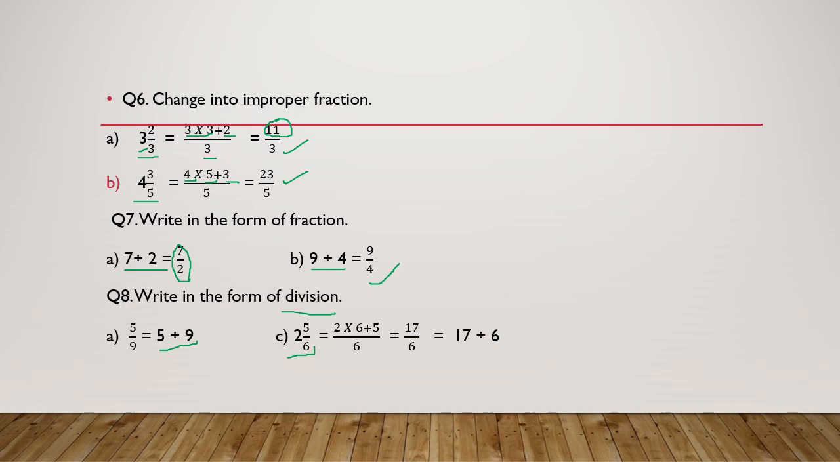To change into improper fraction, what we have to do? We have to multiply the integral part 2 by denominator 6 and then we add our numerator. So after solving this, 2 multiplied by 6, that is 12, plus 5, we get 17 upon 6. Now 17 upon 6, in the form of division, we write it as 17 divided by 6.